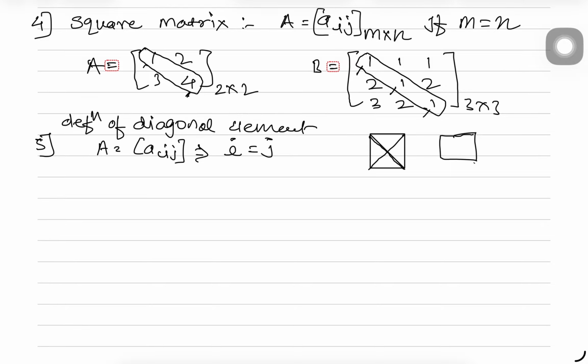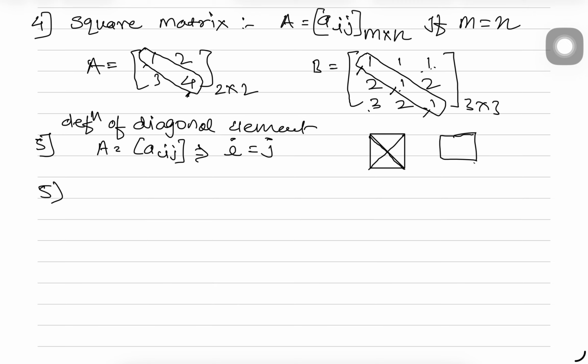If you consider the other one as a diagonal, this position is first row third column, second row second column, third row first column, which is not matching. For the diagonal element, the row number must be equal to the column number.